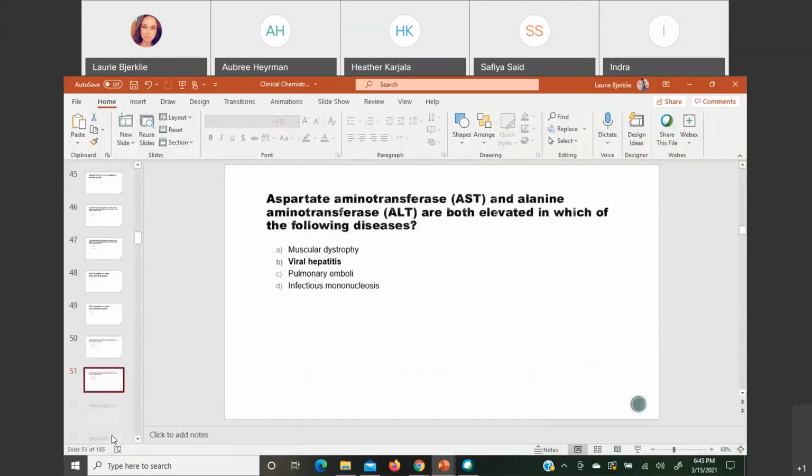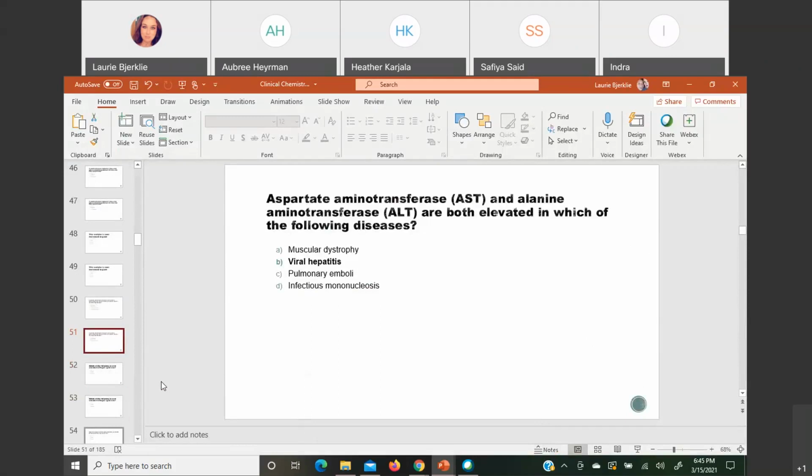Good. I think everybody's got this. Yep, viral hepatitis. So anything liver related would cause your AST and ALT to pretty much go high. There's a couple things that might not, but ALT is by far your most specific liver enzyme. AST can be found in other places in your body. So it's a good liver enzyme, but it can be found in some other spots too. But ALT is for sure your big liver enzyme.